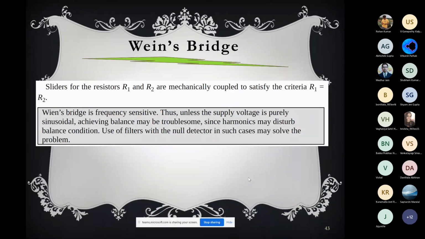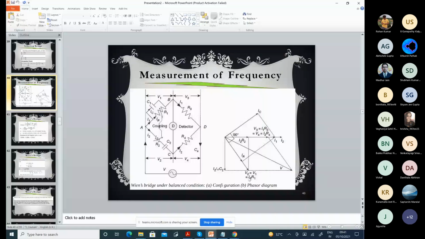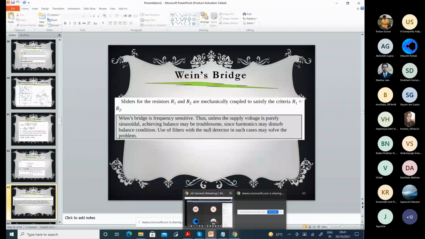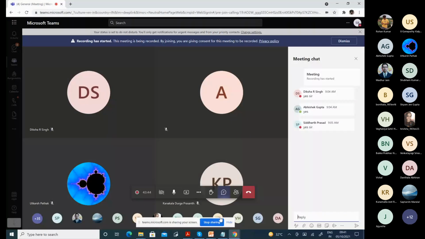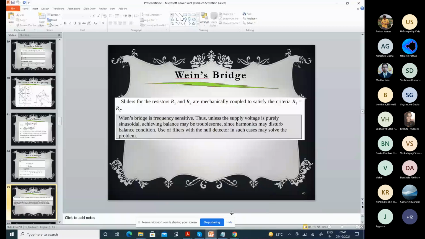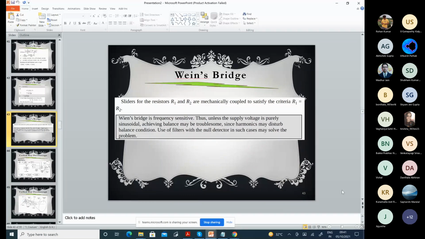Okay, let's see if we have any query on Wien bridge. Okay, you don't have any query on Wien bridge. So we finish here our bridge circuits.